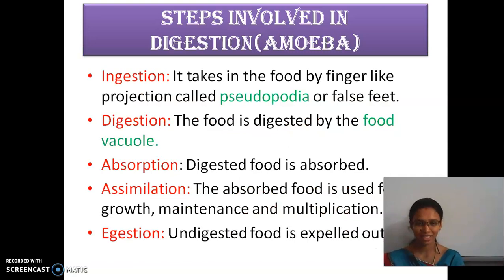Are you able to understand this process? Yes, it is very simple, right? As it is in human beings. But here there are only two parts, that is pseudopodia and food vacuole. So it is easy for you to remember. In amoeba, the same five-step process takes place, but with the finger-like projection, pseudopodia, and then digestion in the food vacuole. Okay, so it is easy to remember this.